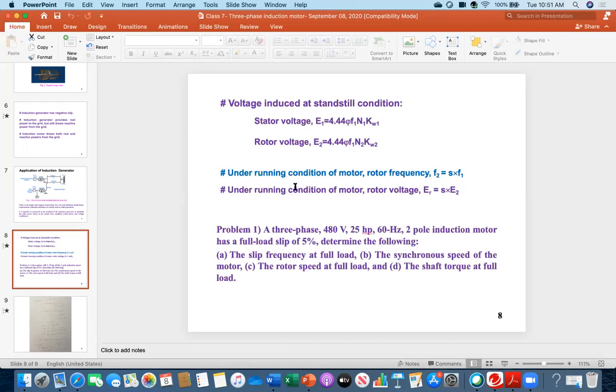Now, what I have written, everybody see: under running condition of the motor, once the motor has started rotating, the rotor frequency f2 is s multiplied by f. This s is the slip. Because there is a difference in speed, the rotor frequency will change. What will be the frequency? s multiplied by the original stator frequency. We already defined s. Accordingly, the rotor voltage equation will change. It will be sE2, which means you have to multiply by one more term, the s.